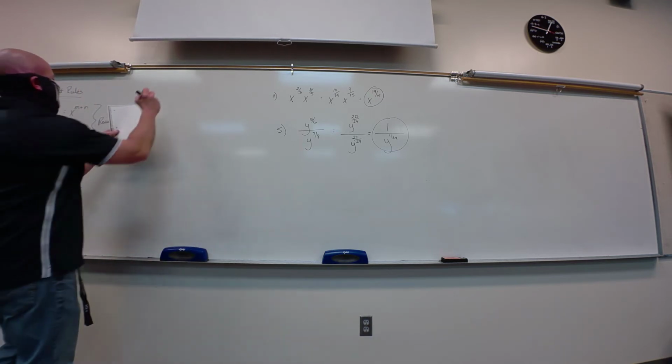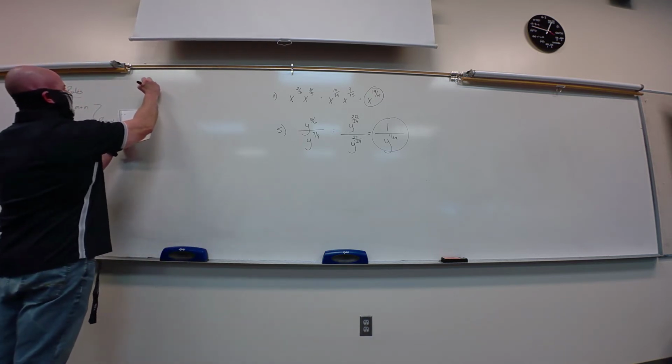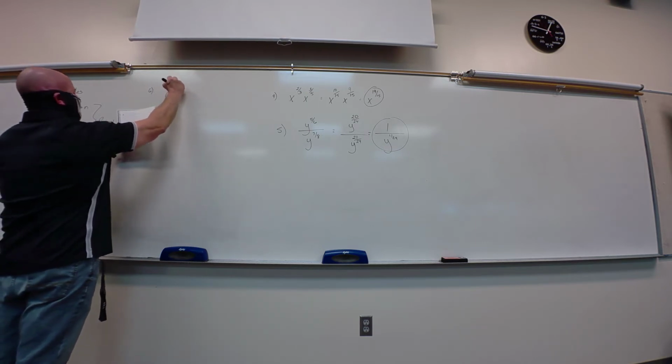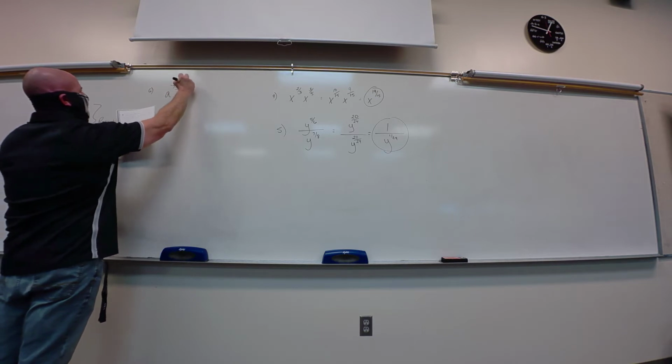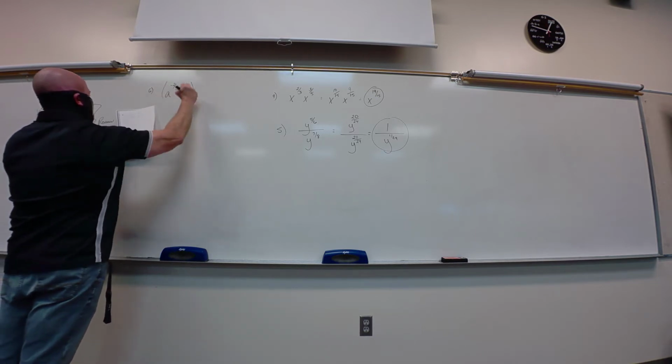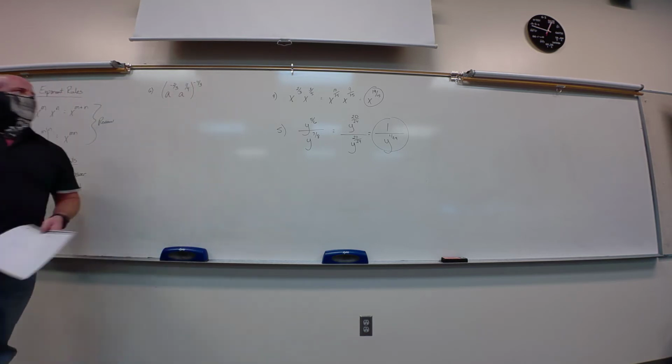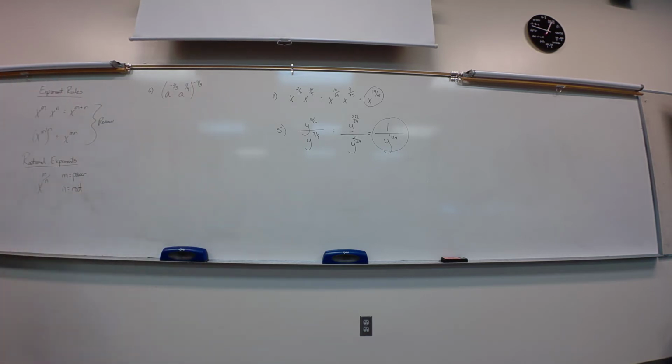Let's go with something like this. Let's go a to the -2/3 times a to the 1/4, all raised to the -4/3. I'm just trying to give you some different looks here, so you apply your own rules. This looks like a mess. Yeah, we got a's, that makes it nice. We got fractions all over the place.